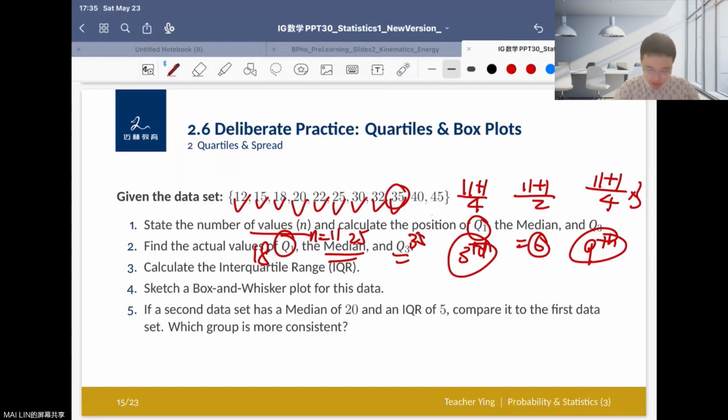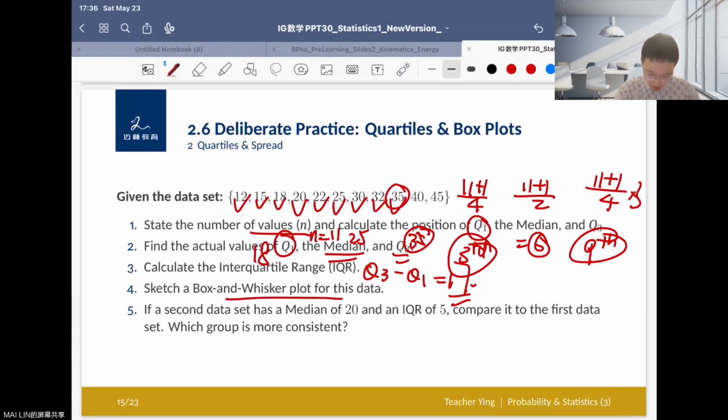And for problem 3, to calculate the interquartile range, IQR, we can just use Q3 minus Q1, right? That is the interquartile range. So Q3 here is 35, we have already calculated this, and Q1 here equals 18. So 35 minus 18 equals 17, right? So here we can say 17 is the interquartile range for this.